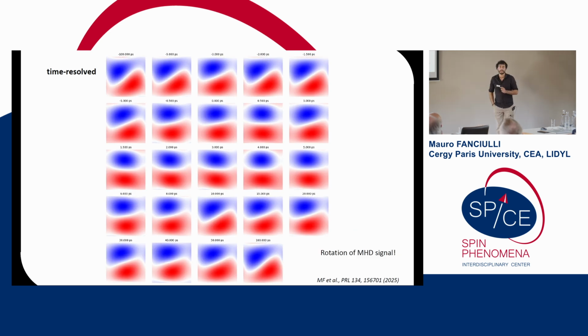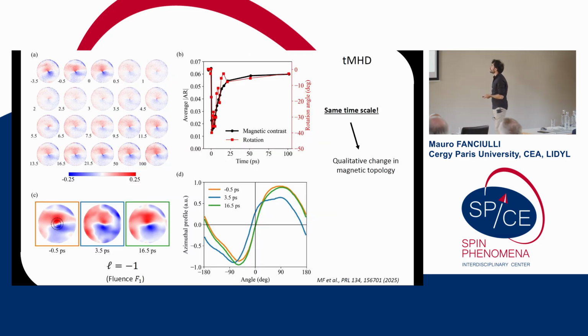And a bit more surprisingly, we find that if you now highlight the contrast of these images, the shape of the MHD images is changing, right? In particular, the white line that separates the blue and red parts seems to rotate as a function of time, and then it comes back to the static case after some given time. So let's study this a bit more in detail.